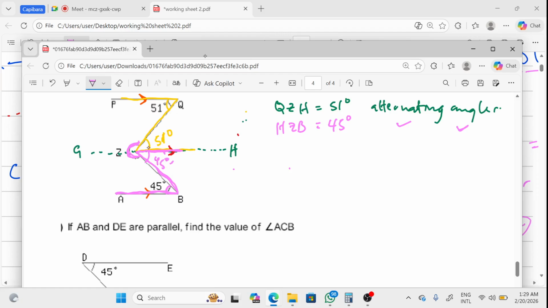Everything here is on a point. This is a complete circle. And out of this complete circle, we already have 51 and 45 taken away. Then the remaining part is just going to be what?